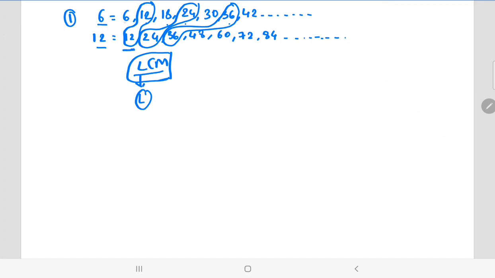First, what I told you, you have to list all the multiples of 6 and 12. So I have listed all the multiples of 6 and the multiples of 12. Next, we have to take the common multiples. Then, after taking the common multiples, I have to check the least one. If you see, the least here is 12. So the LCM of 6 and 12 is 12, because it is the least common multiple. It is the LCM. Okay?